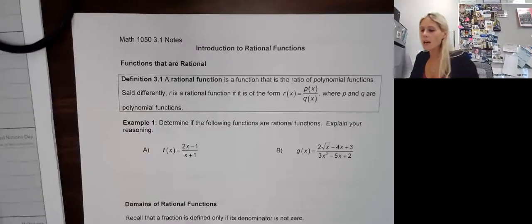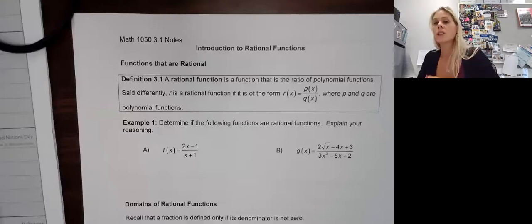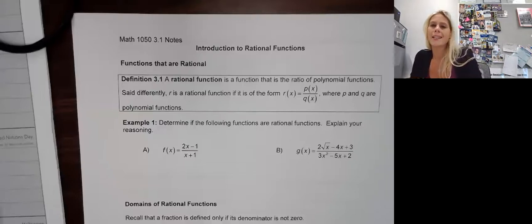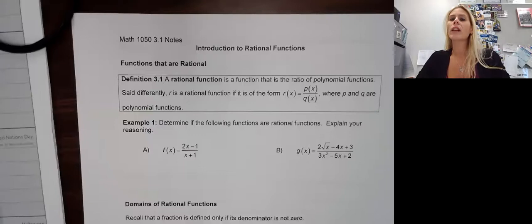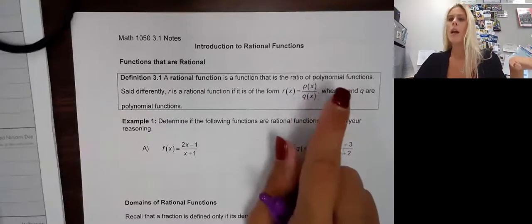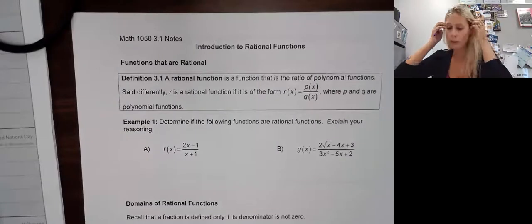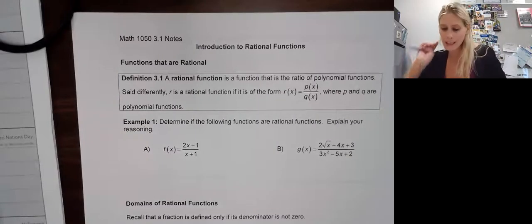Hey everyone, today we're going to start with 3.1, which is Introduction to Rational Functions. So let's define what a rational function is. It is a function that is the ratio of polynomial functions. So we have our numerator and our denominator, P and Q, and both are polynomial functions. And we did that last time, remember?